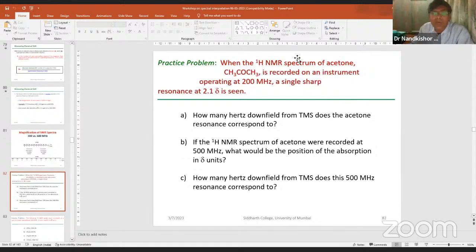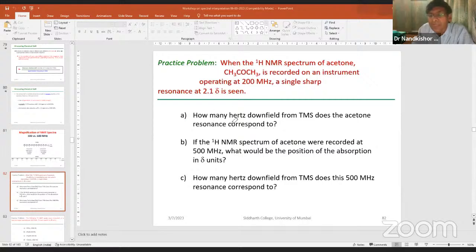Now look at some of the problems with the constant instrumental frequency. This is acetone, recorded at 200 megahertz instrumental frequency. That gives you the CH3 peak at 2.1 delta. Now the question is, how many hertz downfield from the TMS does the acetone resonance correspond to?